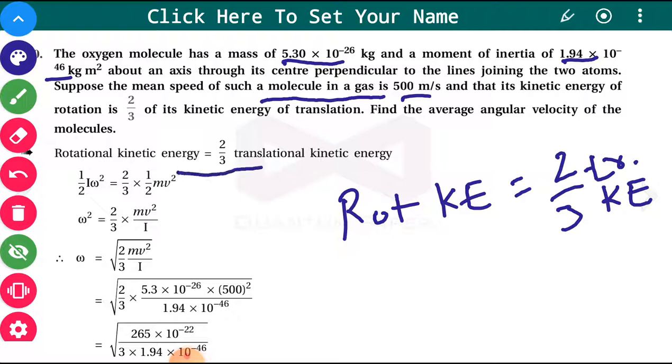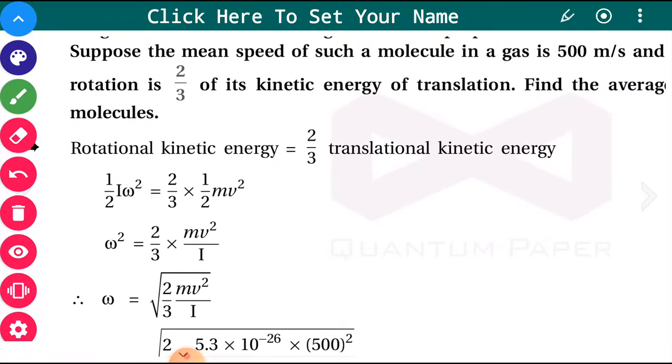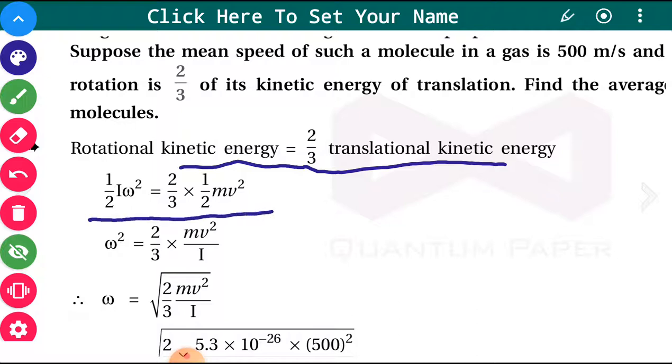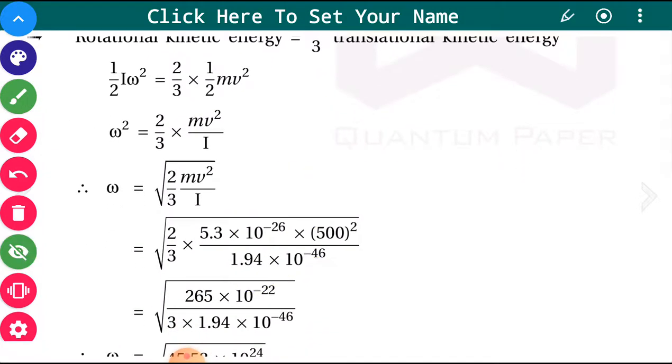So the first thing that is given to us, the statement, is very important for this example. Rotational kinetic energy is equal to 2/3 translational kinetic energy. So rotational kinetic energy is 1/2 I omega square, that is 2/3 times the kinetic energy 1/2 mv square. So omega square can be made the subject of the formula, and then we take the square root, and omega is the square root of 2/3 mv square upon I. All the values are there.